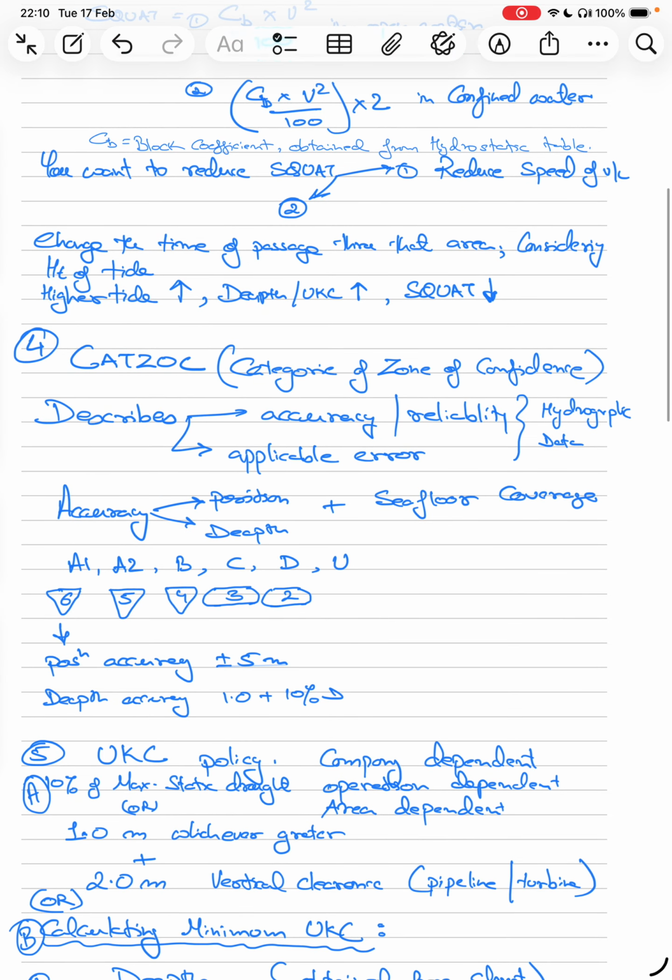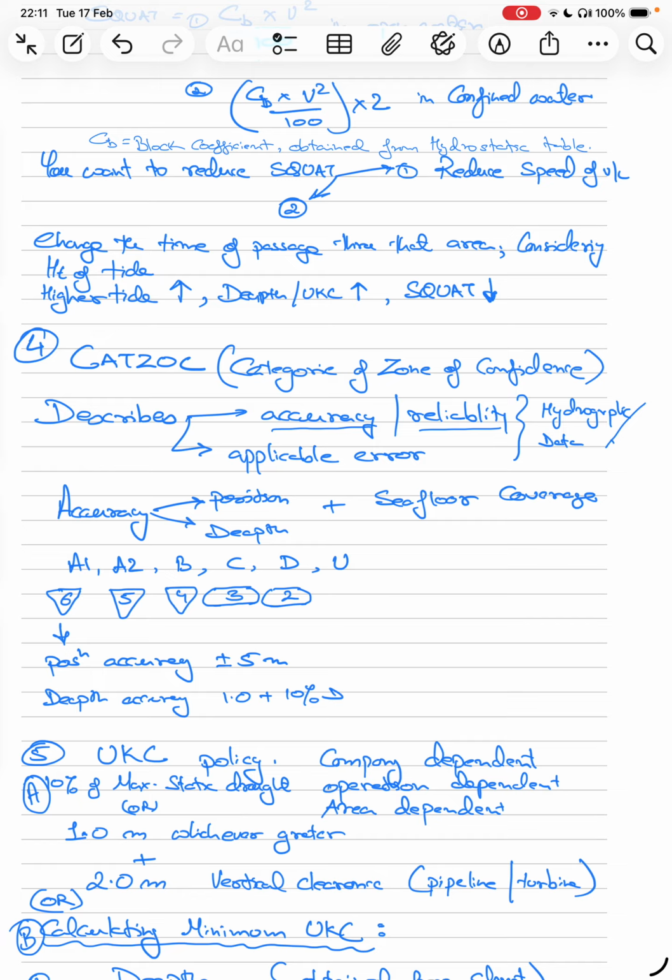Now, CATZOC. What is CATZOC? CATZOC is being asked in the exam. Category of zone of confidence. It describes the accuracy and the reliability of the hydrographic data of our ENC charts. And it also gives the applicable error, because if there is a question about the reliability and the accuracy, for sure there is an error. We also need to measure that error. So that's the accuracy and reliability of the hydrographic data, and it gives information about the applicable error.